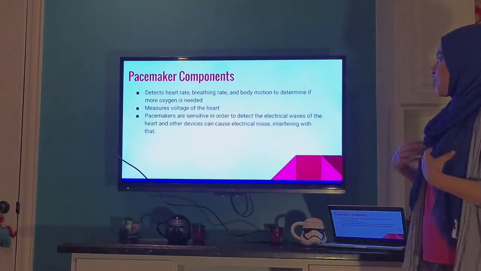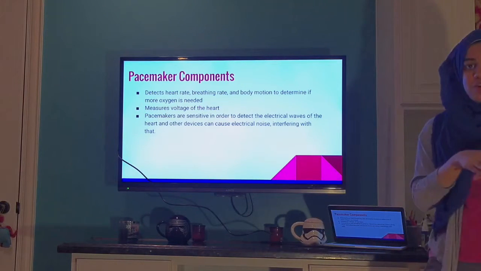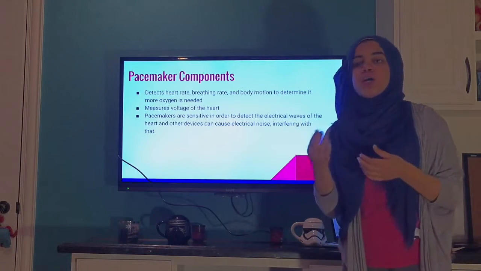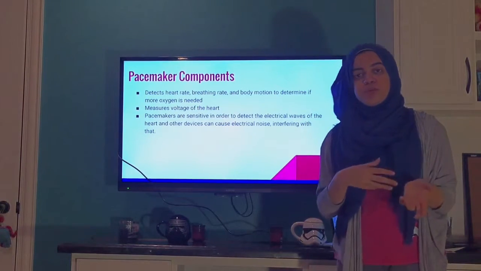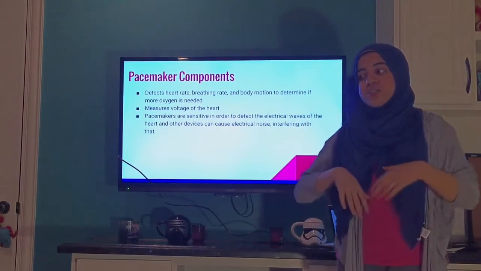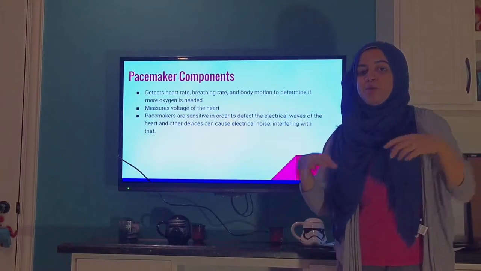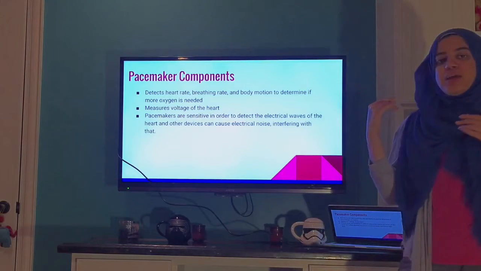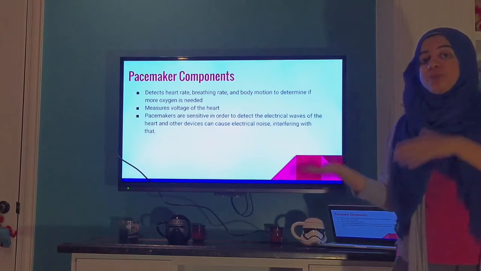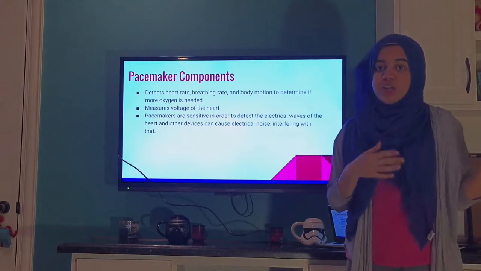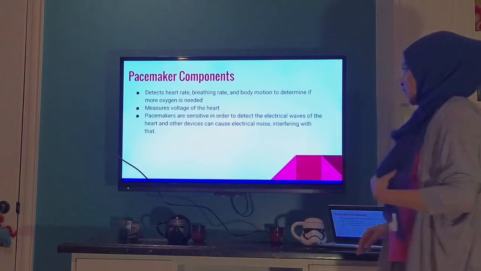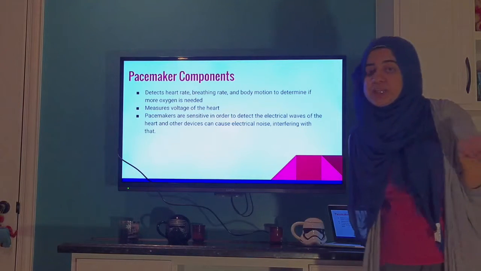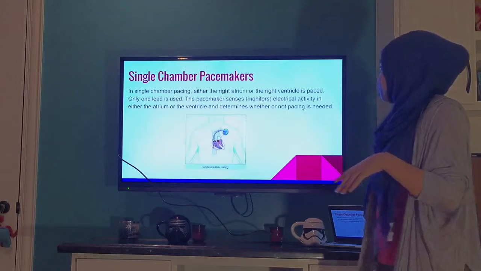to the heart. So they're very sensitive, though, as the current and the voltage in the heart is really, really small and really minimal. So the pacemaker needs to be sensitive to those impulses and be able to interpret them. If it's not sensitive enough, it won't get a clear enough message from the heart, and it won't be able to do its job correctly. And because it's so sensitive, other devices can really easily interfere with the pacemaker's functions, and we will talk about that later in the presentation. So electrical noise will obviously interfere with the pacemaker's ability to send electrical impulses to the heart.